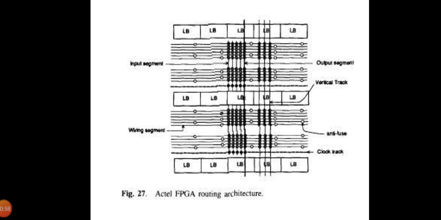The routing resources for both the Act 1 and Act 2 families list the total number of antifuses on each chip and the total number of antifuses assuming the wiring channels are fully populated with antifuses. So the Act 1 devices are very nearly fully populated.